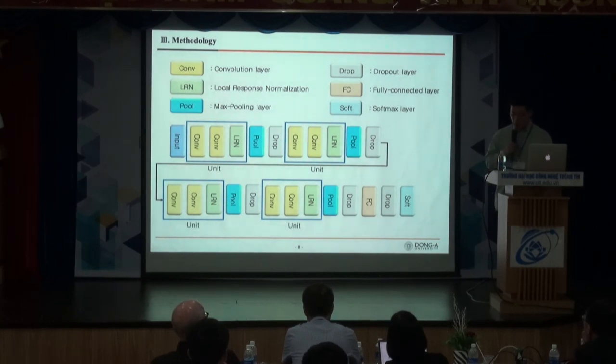The following is the CNN architecture used in this study. I created a model based on the VGG network. Two convolution layers and one LRN layer were combined into one unit. I will go over the details in the next slide.